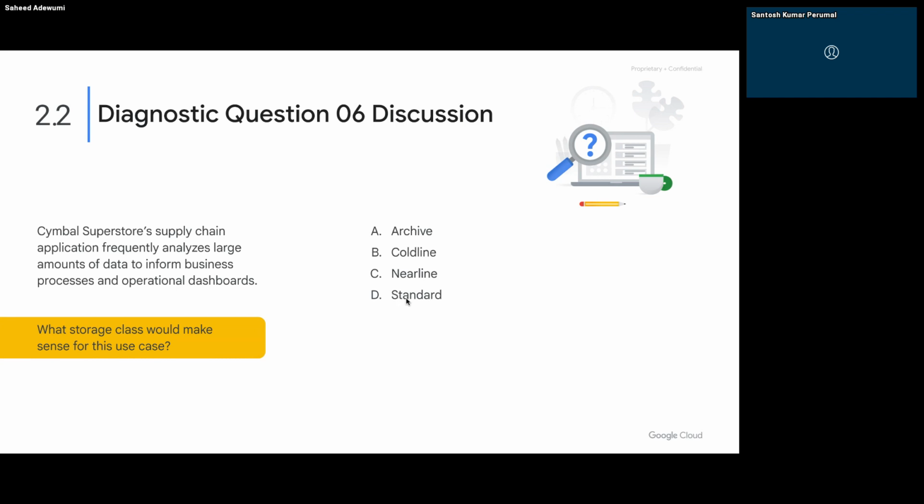So the advantage of this is to save you cost. Maybe you are backing up your data and not using it frequently, you can put it on Archive, or maybe once in a while you can put it on Coldline. So it's based on availability.